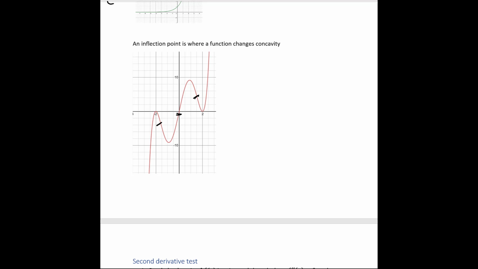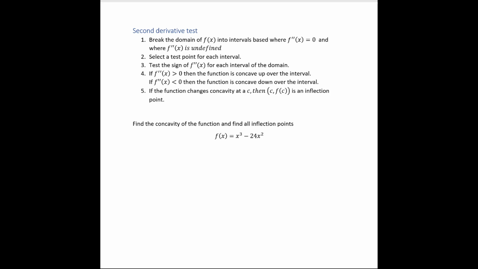So we're going to have to work on how we're going to find these places where we change concavity. If you remember back, we found out increasing and decreasing changed at partition numbers. And those partition numbers could be critical points or places that were discontinuities of the graph. And we're going to have similar things for inflection points, but the inflection points will have to do with the second derivative. To get us started with that, let's look at the second derivative test.